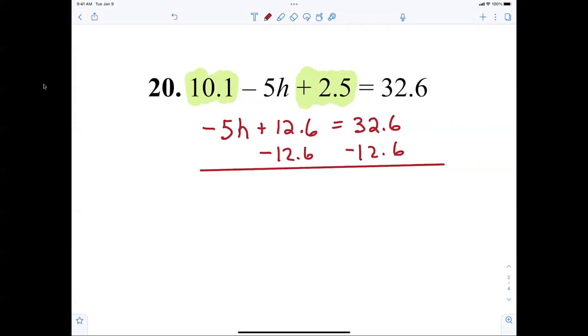20 equals 5h. What kind of 5h? Negative. Negative 5h. And then you divide by negative 5. Divide by negative 5 gives you negative 4. All right, I'm pretty happy with that.